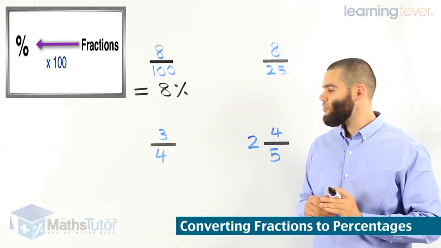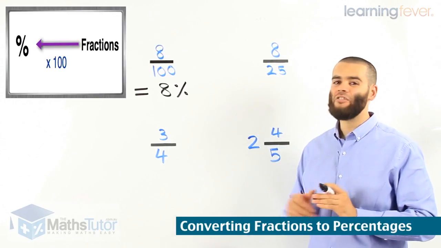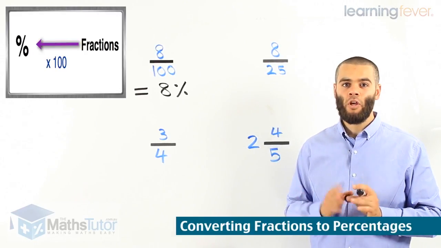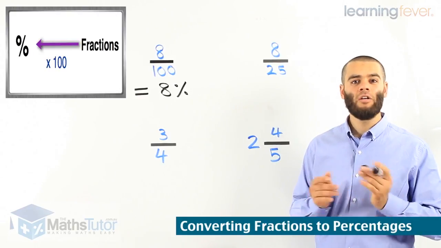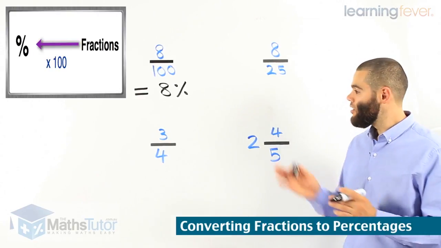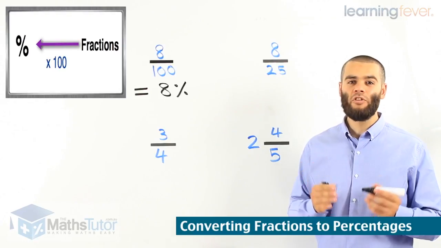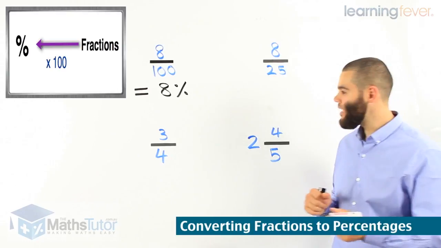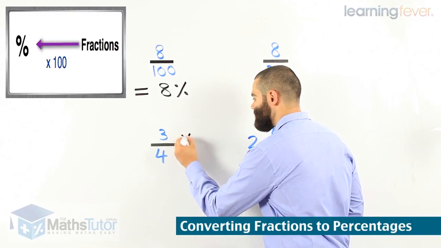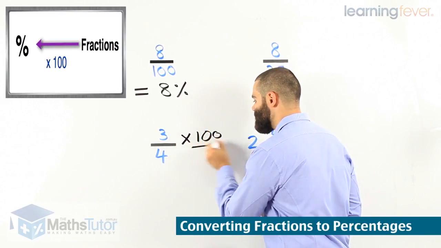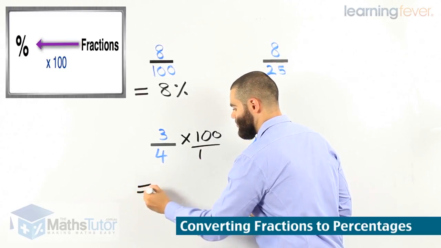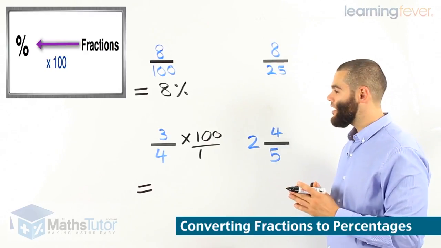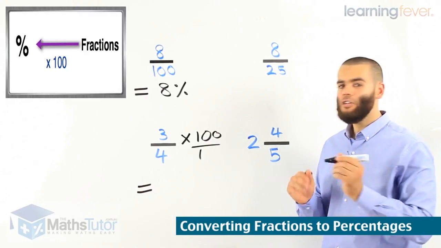Looking in this example, we notice that the denominator is not 100. So we can't just simply do what we just did up top. We have to follow the rule. Multiply by 100. So 3 over 4 times by 100, or 100 over 1, we're going to get the answer in percent. So grab your calculator. 3 over 4 times 100 over 1. Put it in your calculator, and what are you going to get?